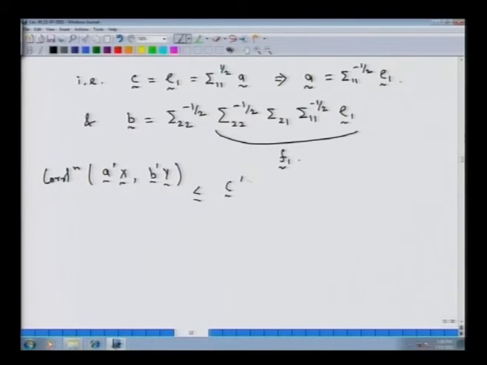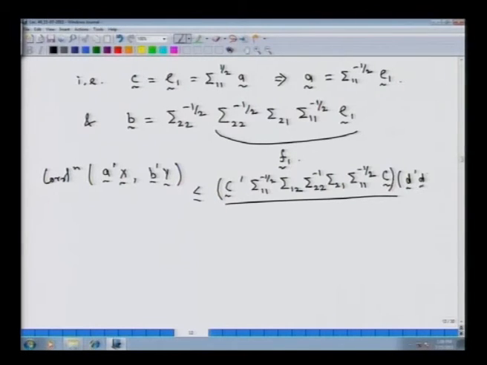to be given by this: C prime sigma 11 to the power minus half sigma 12 sigma 22 to the power minus 1 sigma 21 sigma 11 to the power minus half times C, divided by this C prime C, because that D prime D term cancels out. I think it would be better if I write one more step here. So, this multiplied by this D prime D, we had the entire thing here raised to the power half.